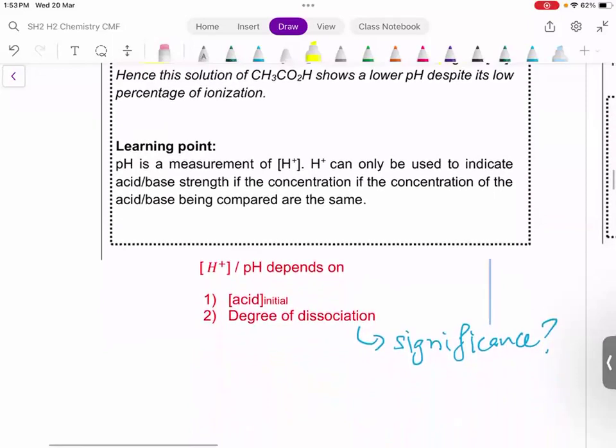So what is the important learning point here? The H plus concentration or the pH depends on two factors. The first is the initial concentration of your acid. If you have more acid to start with, of course it can give more H plus. Logical, right? If you have a higher concentration of the molecular acid, it will give you a greater source of H plus. Then of course, it depends on the strength. If it's a strong acid, it will undergo 100% dissociation.